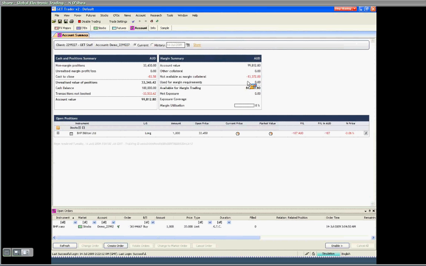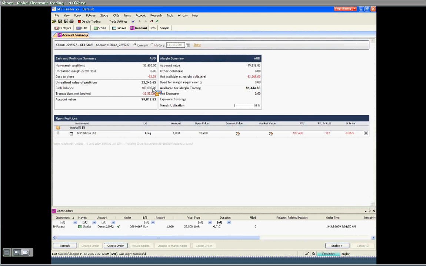The available for margin trading we're not going to go into, but the staff at GET can discuss it with you if you require information on that. If you are trading derivatives, that is a relevant figure. For trading stocks, it is irrelevant. If you're trading stocks, the only really relevant figure is the equity relative to cash.